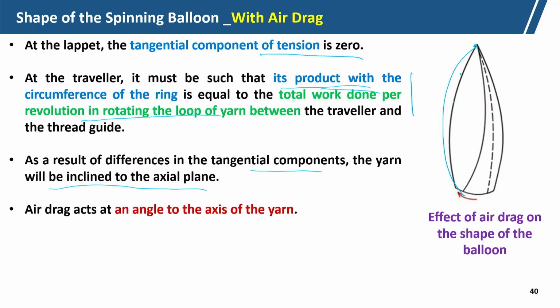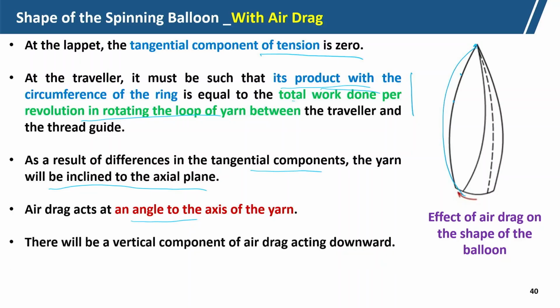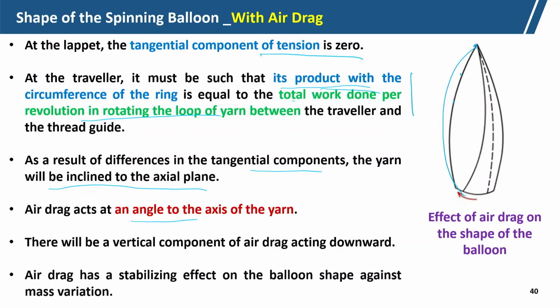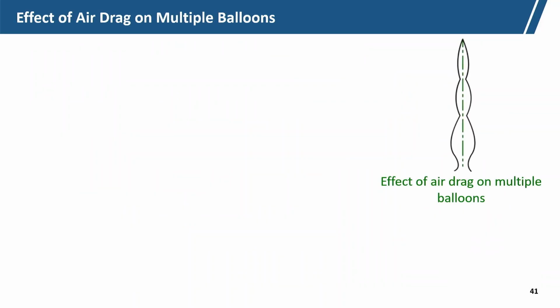So, air drag acts at an angle to the axis of the yarn. Okay. There will be a vertical component of air drag acting downward, and air drag has a stabilizing effect on the balloon shape against the mass variation. Now, that is the effect of air drag, and that is why we have multiple balloons if the air drag acts.